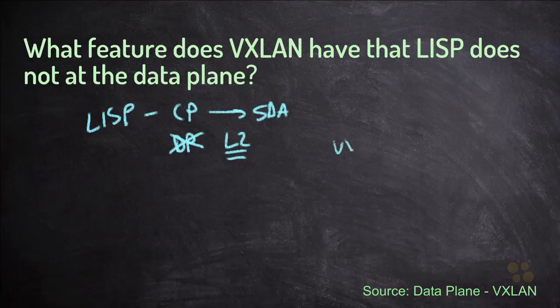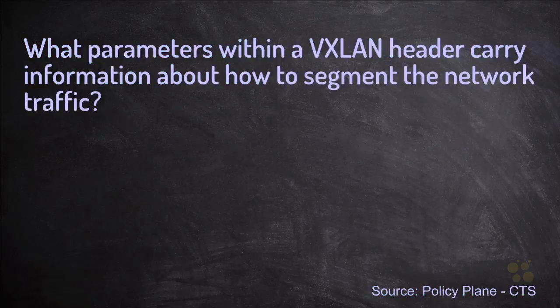Now, VXLAN provides that, but it doesn't just provide layer 2, it also provides layer 3. Because we do have other layer 2 mechanisms out there that we could have borrowed, but VXLAN gives us both. The ability to transmit the original Ethernet frame, that's the layer 2, and the ability to segment via VRFs at layer 3. Question number 3. What parameters within a VXLAN header carry information about how to segment the network traffic?